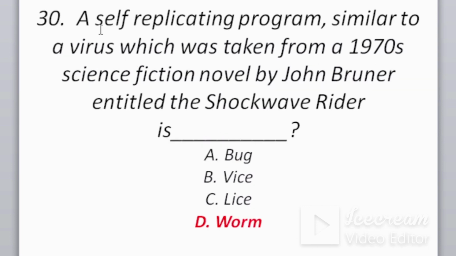30. A self-replicating program, similar to a virus, which was taken from a 1970s science fiction novel by John Brunner entitled The Shockwave Rider, is dash. A. Bug, B. Voice, C. Lies, D. Worm. The correct answer is worm.